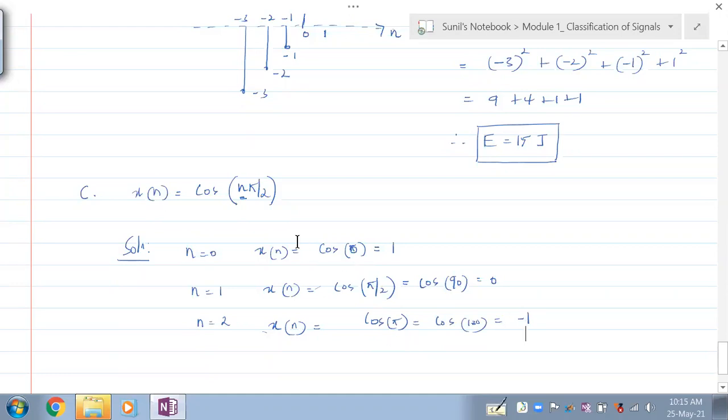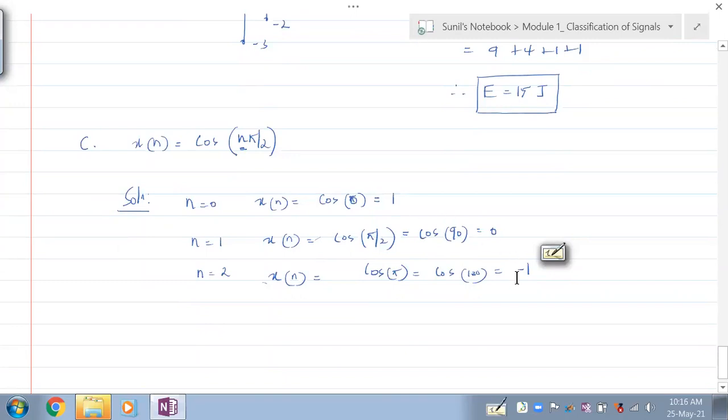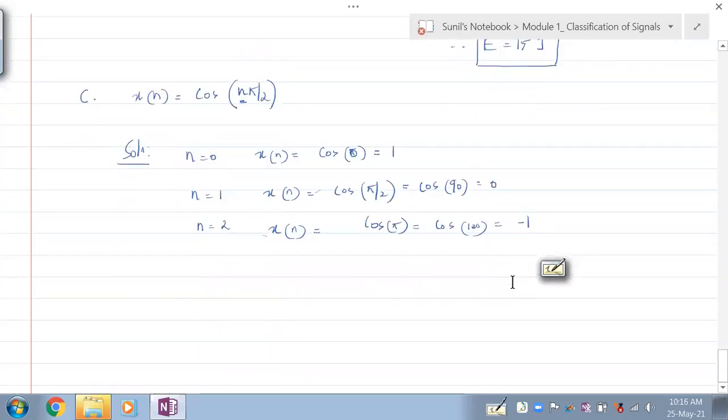I'm doing this because I want to see whether this is repetitive or not. So I'm doing this particular exercise. At n equal to 3, x of n would be cos 3 pi by 2. Is 3 pi by 2 270 degrees? Yes, it's cos 270, so this would be 0. At n equal to 4, x of n would be cos 2 pi.